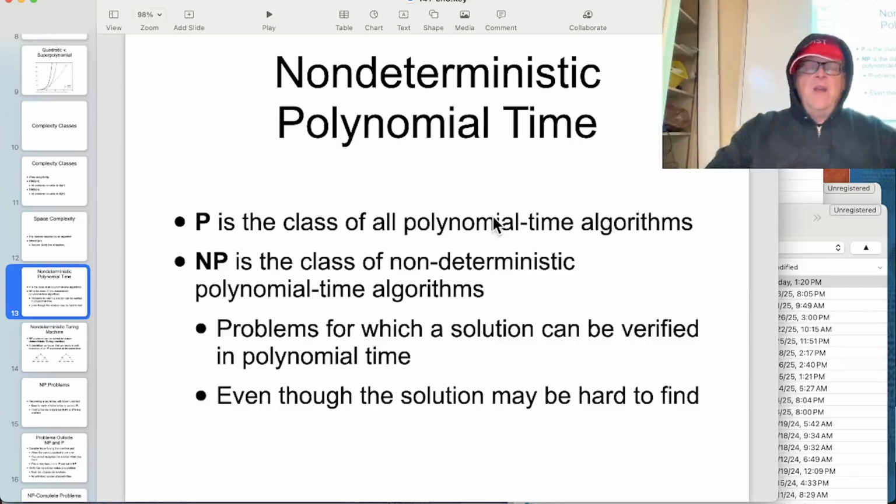All right. So now here's the stuff where it gets a little more abstract. P is the class of all problems that can be solved in polynomial time. And NP, it would be nice if it was the problems that are not in P, but it isn't. It is something much harder to understand. It is the class of non-deterministic polynomial time algorithms. And these are problems for which a solution can be verified in polynomial time, but probably not found in polynomial time. And today, I found yet another explanation that seemed more clear to me.